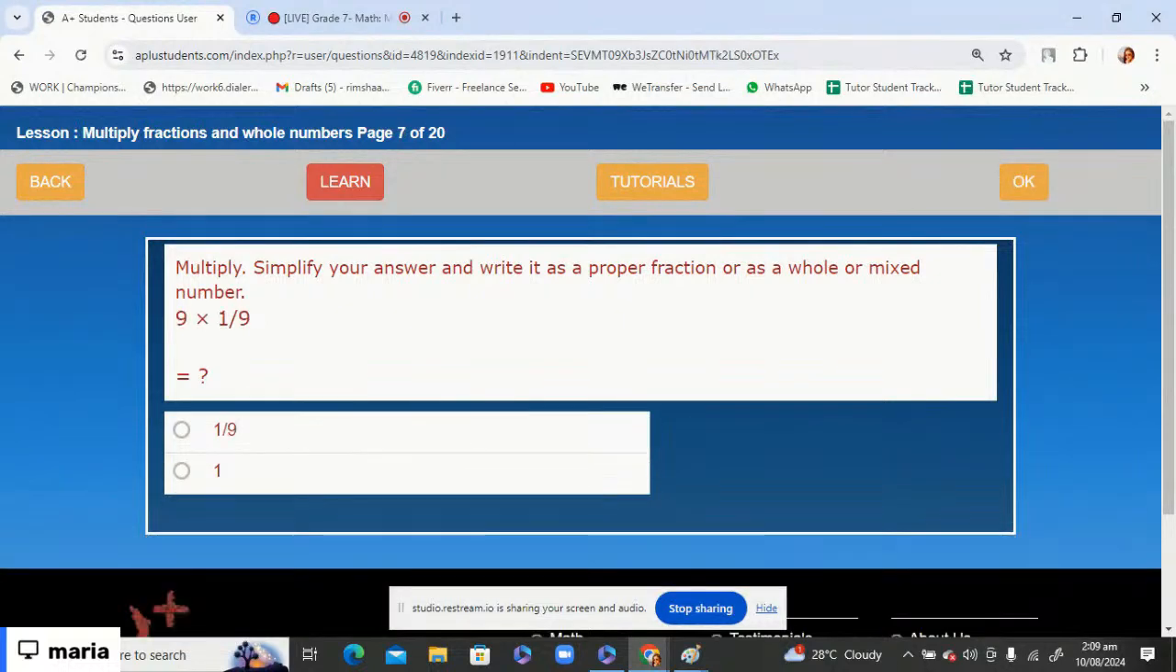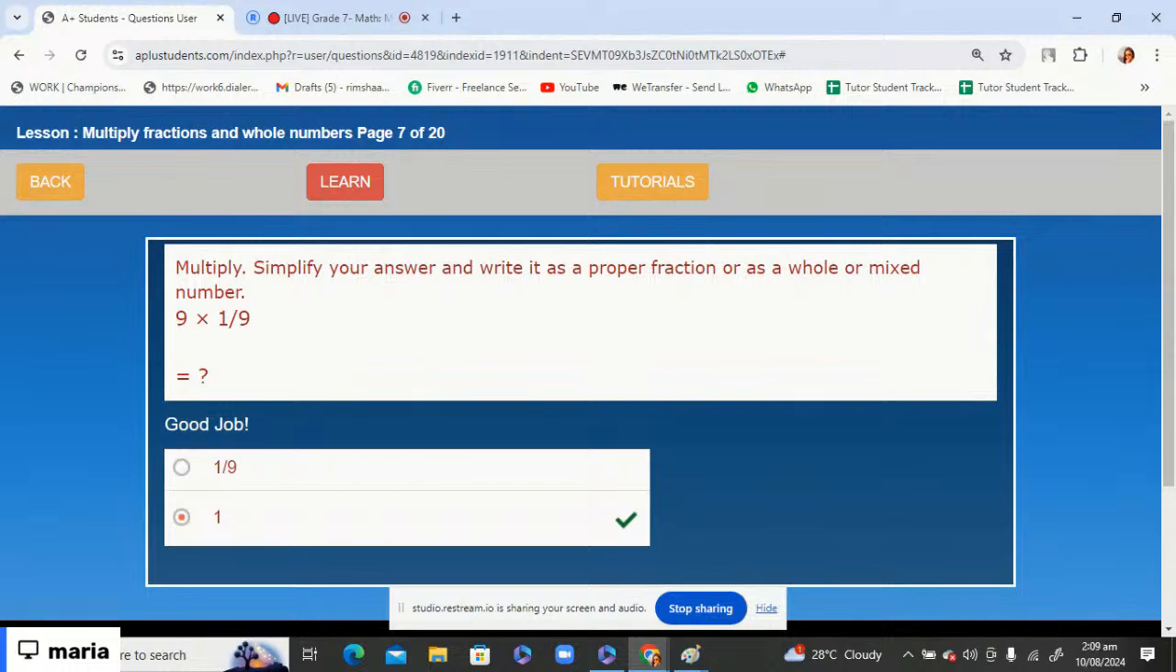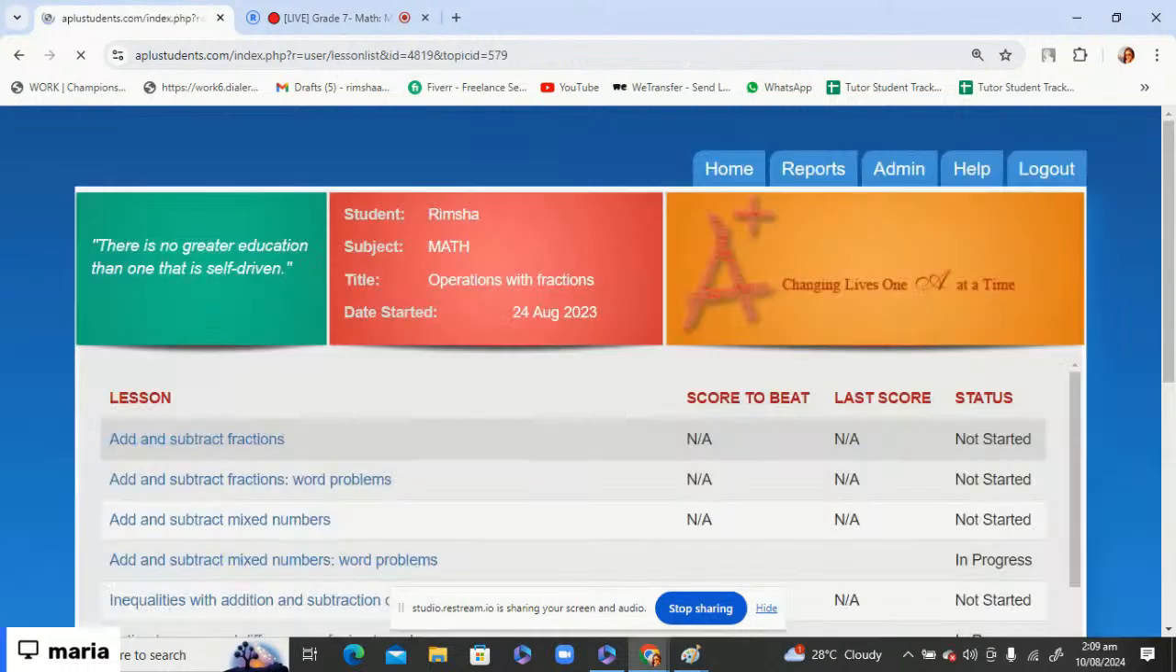Multiply, simplify your answer and write it as a proper fraction or as a whole or mixed number. 9 times 1 by 9, these both are the same again, so we get the answer 1. Hope you guys understand this lesson. Now let's do the next lesson.